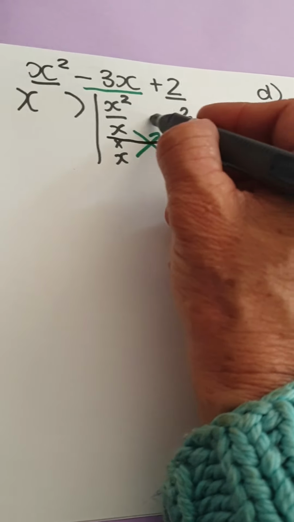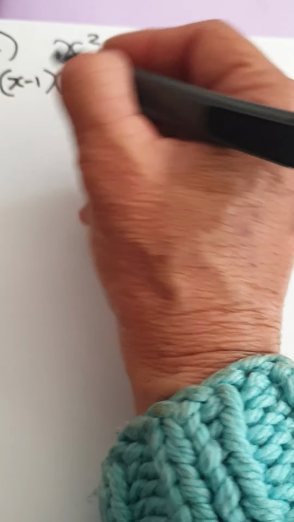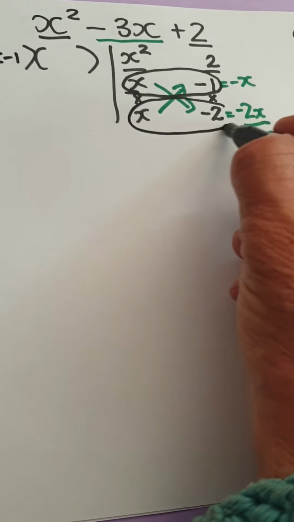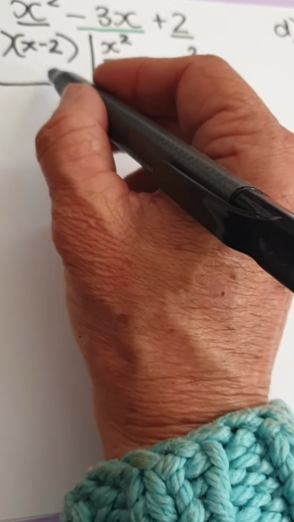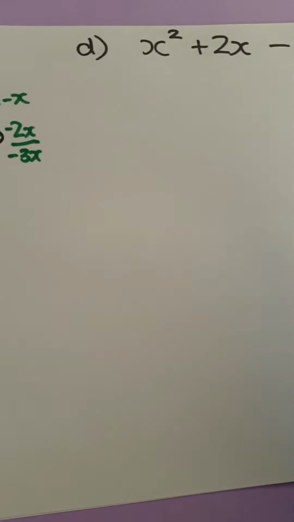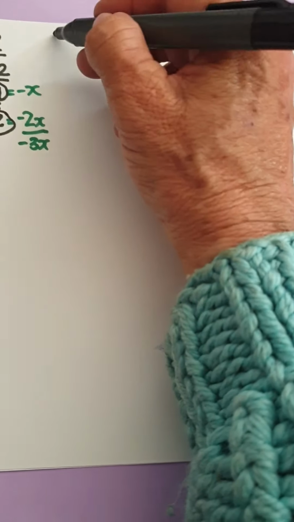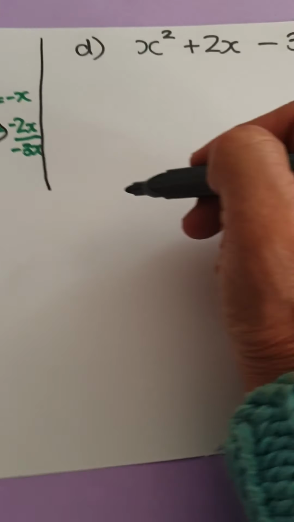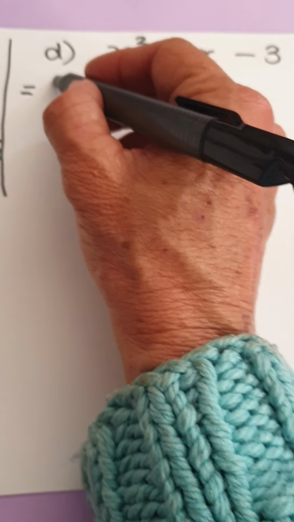So I have my brackets. My first bracket is x minus 1, so you can put it in. And my second bracket will be x minus 2. Done. Right. So let's look at this one. Almost the same numbers, but it's a bit different. So I start again. I have my two brackets.